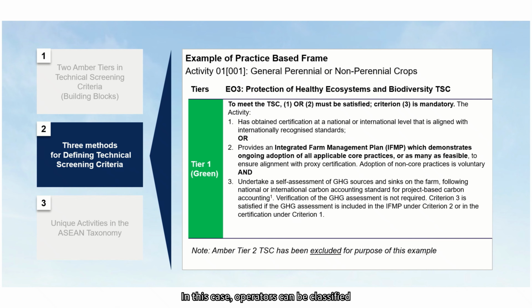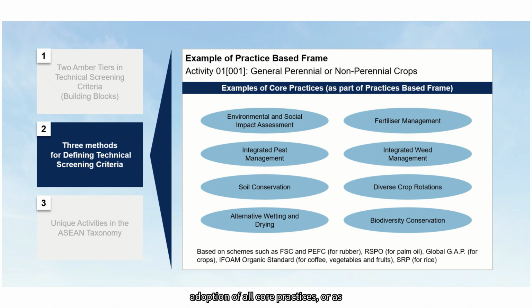In this case, operators can be classified as green if they submit an integrated farm management plan that demonstrates adoption of all core practices, or as many as feasible. These core practices have been benchmarked against leading international schemes, such as FSC and PEFC for rubber, RSPO for palm oil, Global GAP for crops, IFOAM Organic Standard for coffee, vegetables, and fruits, and SRP for rice. These schemes were chosen for their global recognition, adoption within ASEAN, and relevance to local industries.